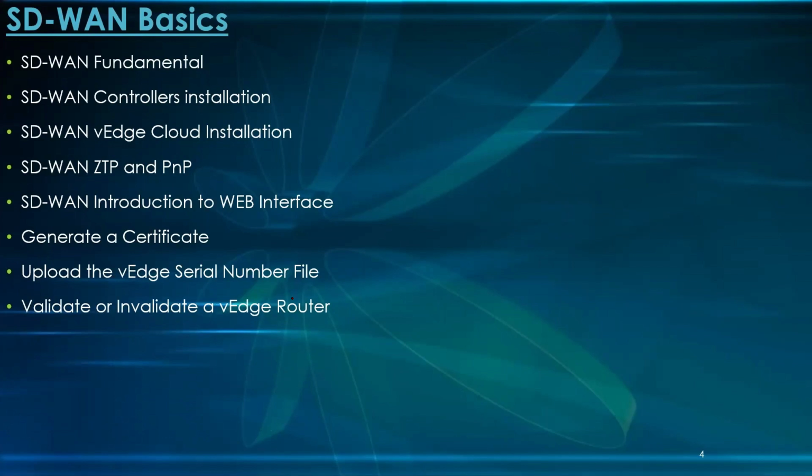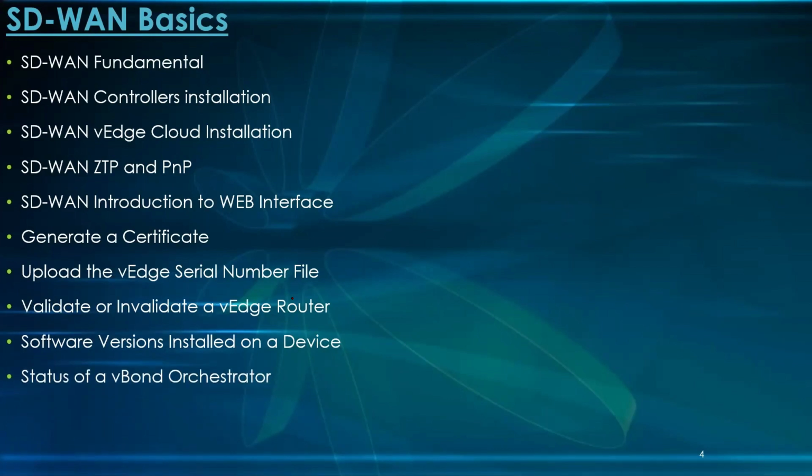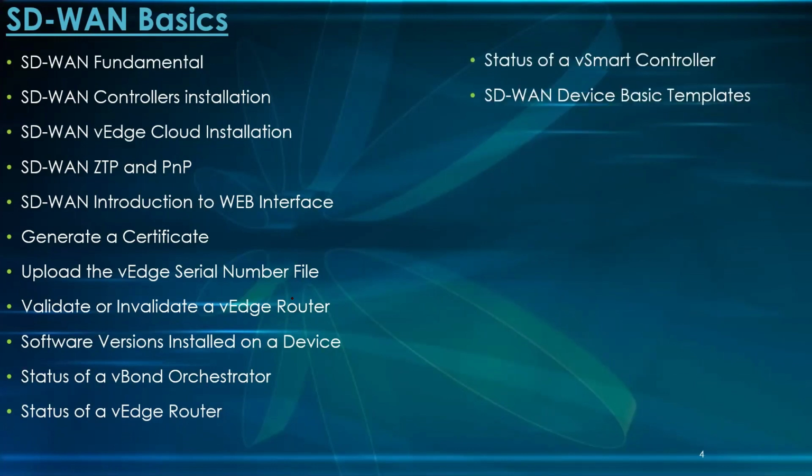Okay. And then further we will talk about how to validate and invalidate a VH router. So there are different states, and we will talk about that. Software version installed on the device, status of the WAN orchestrator. This is one of the controllers which helps you with auto provisioning and all those things. And then the status of the vEdge router, status of the vSmart controller, and vManage device templates. So there are templates, and we will talk about what those templates mean and how they are helpful for us.